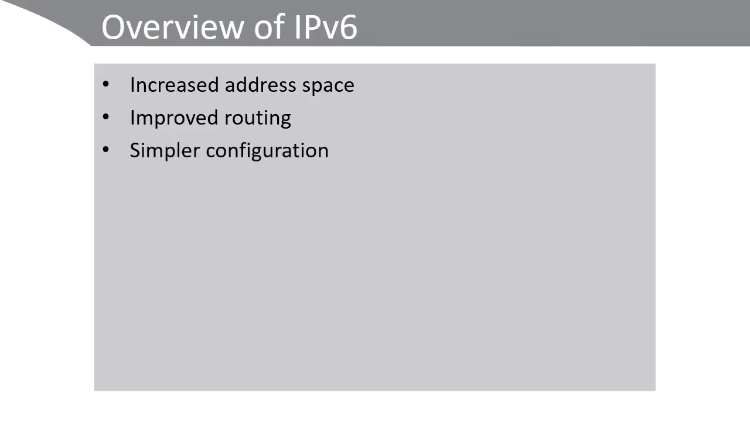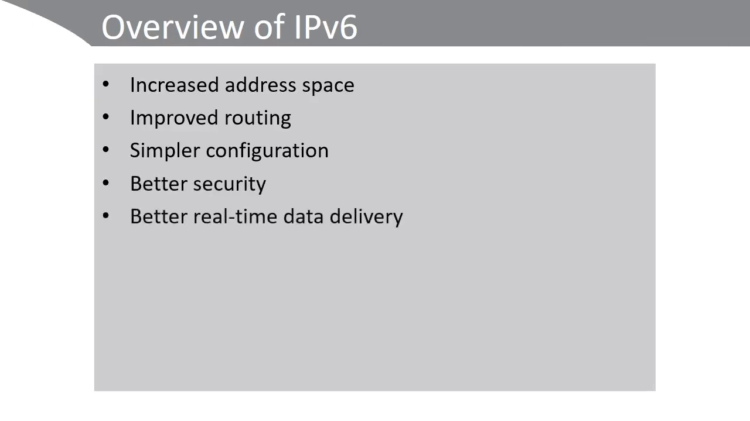It provides for a simpler configuration. With IP4, you have a choice between manually configuring a device or using DHCP. In IP6, you can use DHCP. You can also manually configure the addresses. But in addition, you can use automatic configuration from a router device. It's called stateless auto configuration. It provides for better security, better real-time data delivery.